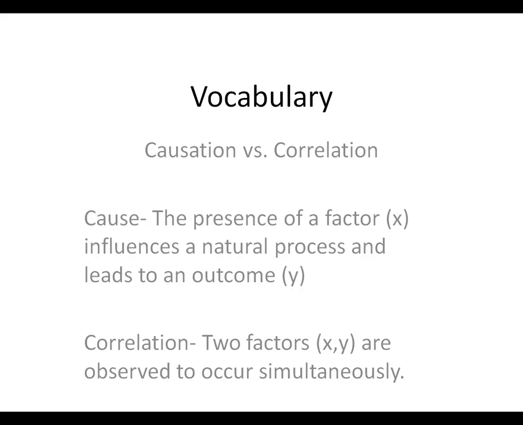And so if X causes Y, X and Y will be correlated. But if X and Y are correlated, X is not necessarily causing Y. Okay, so it goes in one direction but not the other.